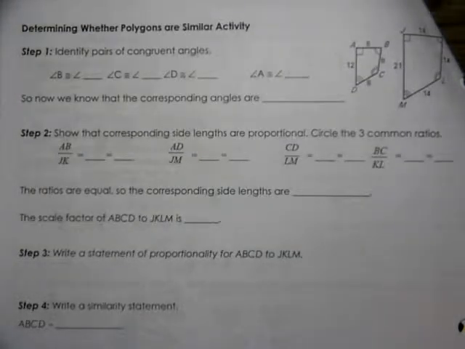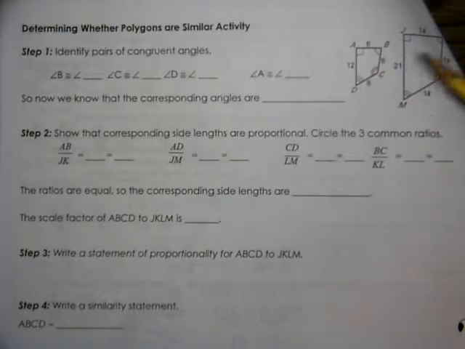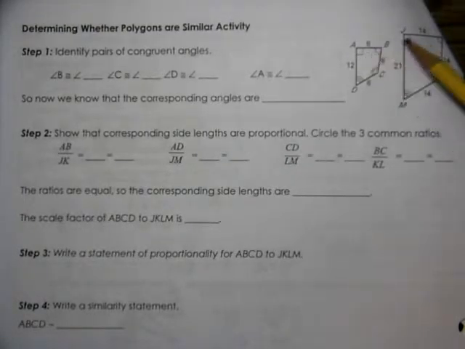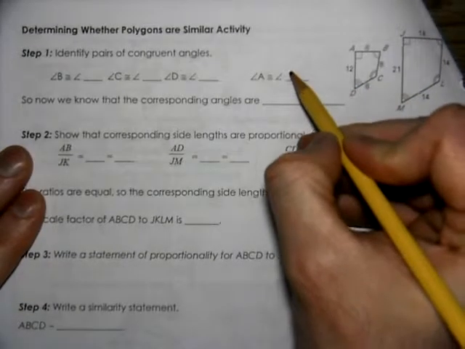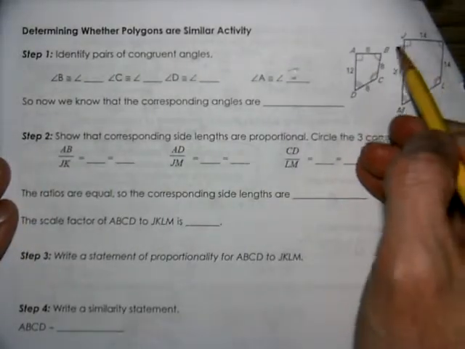On the next page, we need to determine if these two polygons are actually similar to each other. When we look at it, we can see that the shapes look about the same. Angle A and angle J seem to have the same measures. They're both 90, looking at the markings on it.